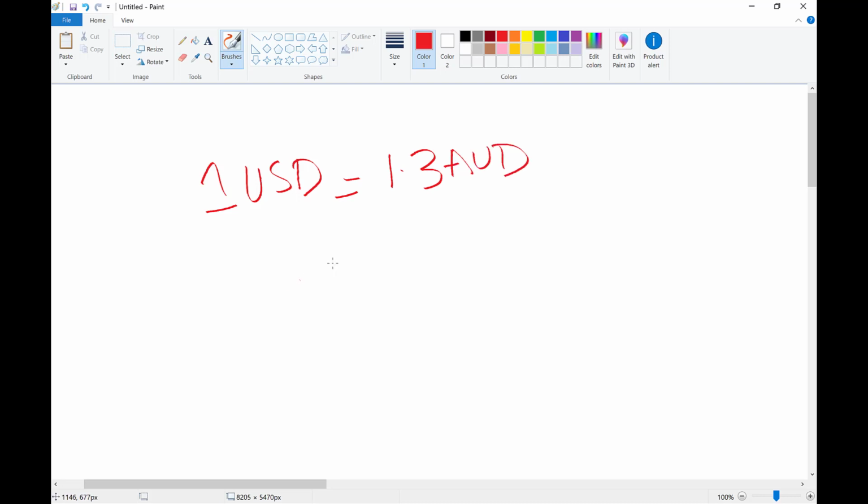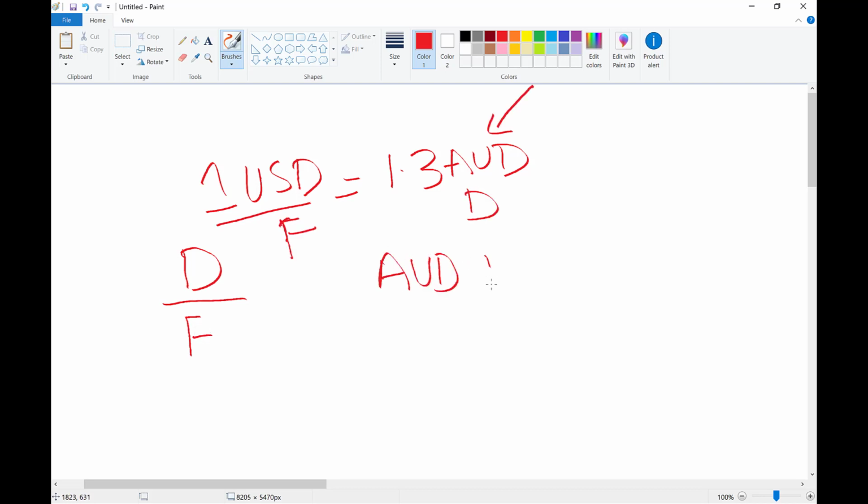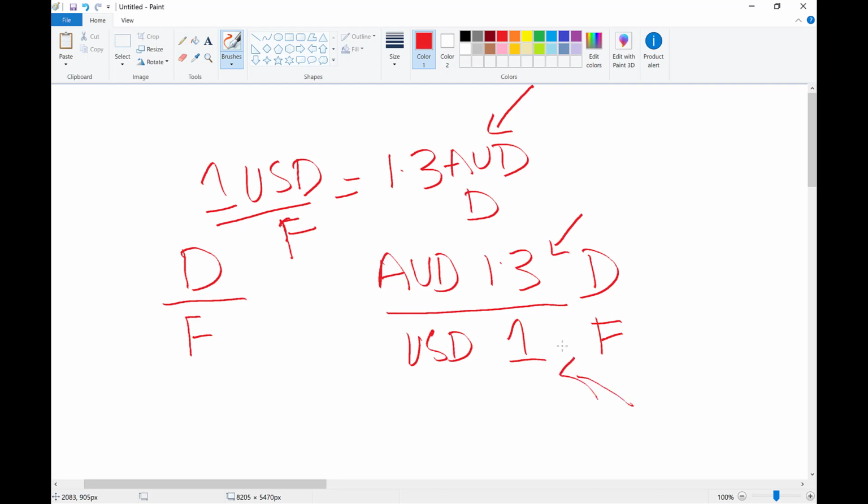They write the exchange rate in this manner. They put the domestic currency in the numerator and the foreign currency in the denominator. AUD 1.3 over USD. This is domestic and this is foreign. To make it simple to understand, the foreign currency is set at 1, and we see how many Australian dollars we need to buy one foreign currency.